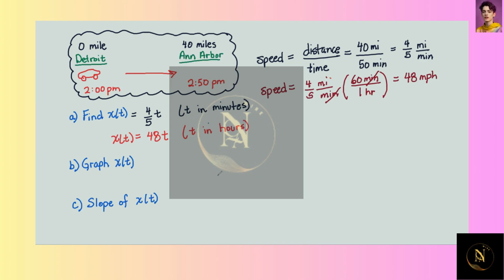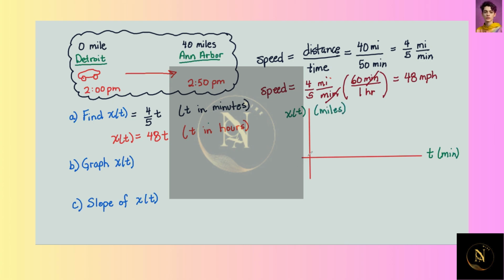Okay, so next step is to graph x of t. I'm going to do this on the right. Let me go ahead and get some grid marks here. And we're going to go ahead and graph position versus time. So we're going to do x of t. I'm going to go ahead and use the one with minutes, where t is in minutes, and x of t is in miles.